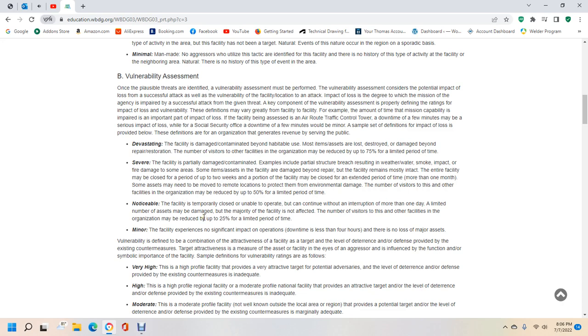Noticeable: the facility is temporarily closed and unable to operate, but continues with an interruption of no more than 1 day. A limited number of assets are damaged. The majority of the facility is not affected. The number of visitors to this and other facilities in the organization may be reduced by up to 25% for a period of time. Minor: the facility experiences no significant impact on operation, and downtime is less than 4 hours. Therefore, there is no loss of major assets.